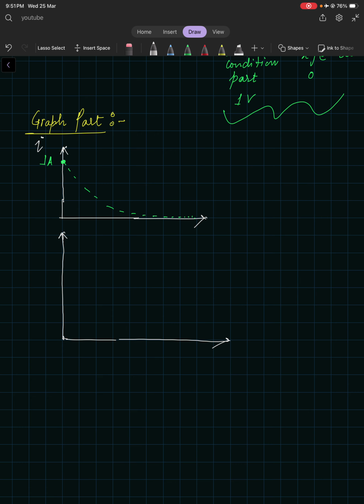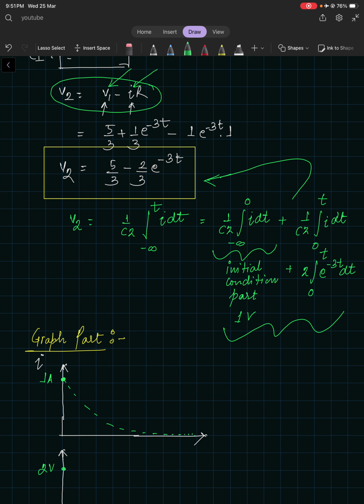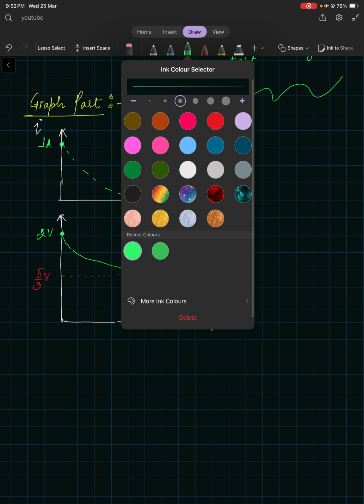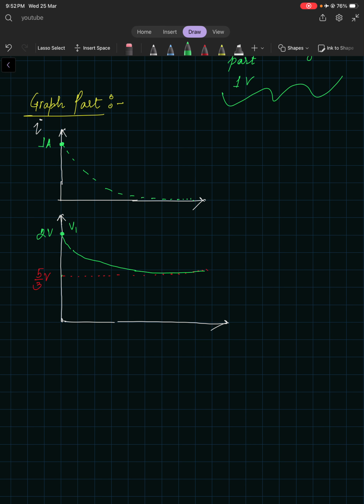Let's choose a color, and let's start with v1. So v1 was starting from 2 volts and it was ending at t equal to infinity at 5 by 3 volts. If you put t equal to infinity, you will get 5 by 3 volts. So suppose this is 5 by 3 volts. Here it was starting from 2 and approaching 5 by 3 volts, and this was v1.